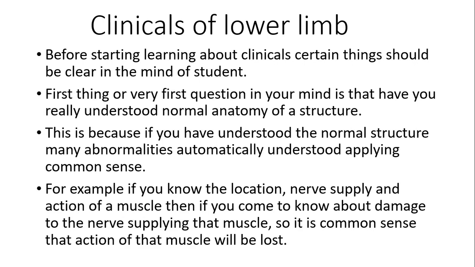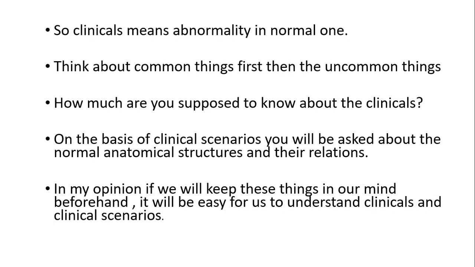Similarly, if we know that one structure is passing very near to a bone, and if it is fractured at that point, it means that nerve is most probably going to be damaged by fracture of that bone. So, if we understand the anatomy of a normal structure, we can understand the clinicals of that structure. Clinical means the abnormality in the normal one. So if we know the normal one very clearly, we can understand many of the abnormalities.